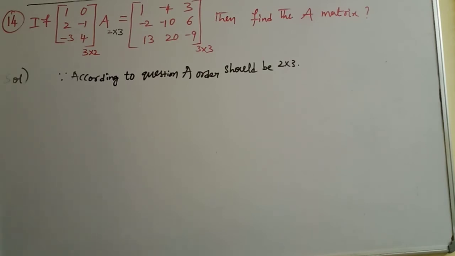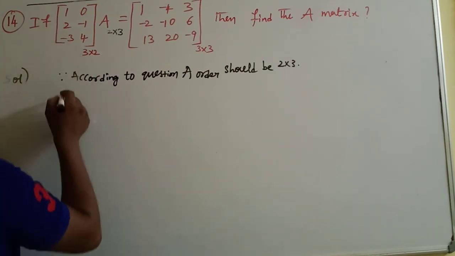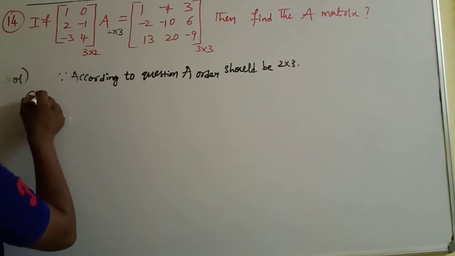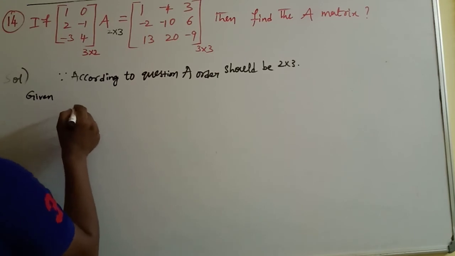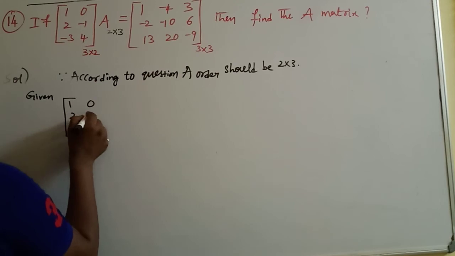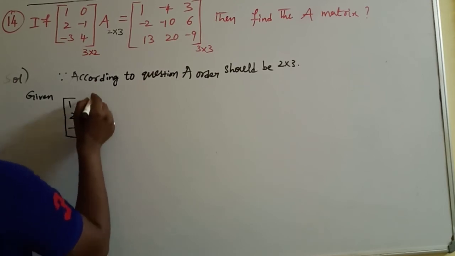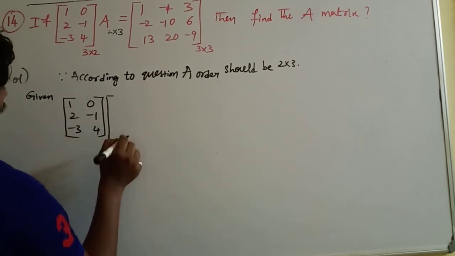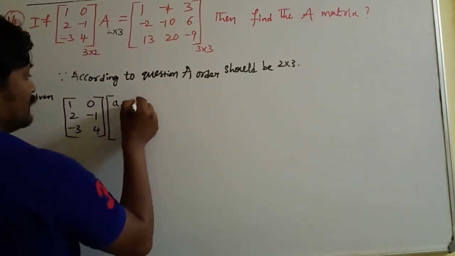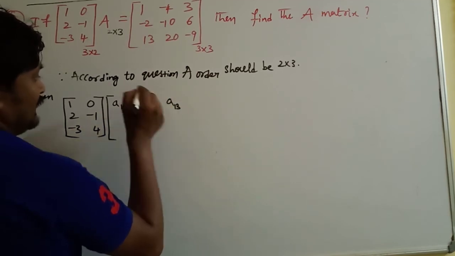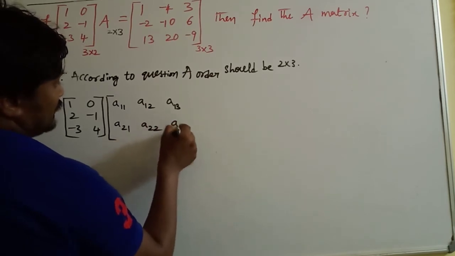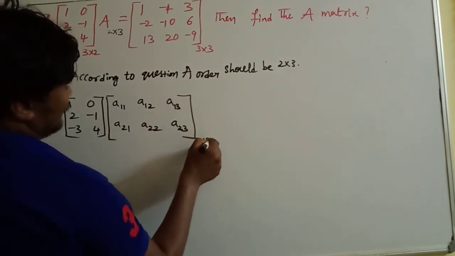If it is 2 by 3, then I'll write the general form here, then we can solve. First, what is given, that part I am writing directly. I need to find matrix A such that A times the matrix [1, 0, 2, minus 1, minus 3, 4]. We can write A as 2 rows and 3 columns: A11, A12, A13 and then A21, A22, A23. So now it is a 2 by 3 matrix.